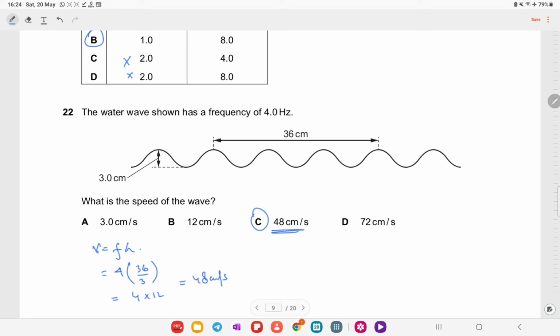So basically, if you see this, the amplitude is 3 centimeter. By the way, you can do this to find out the wavelength. Starting from this point, this is your one wave, this is your two wave, and this is your three wave. So basically, you're dividing 36 by 3 waves to find the wavelength.